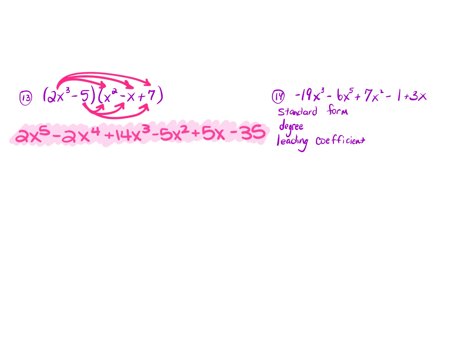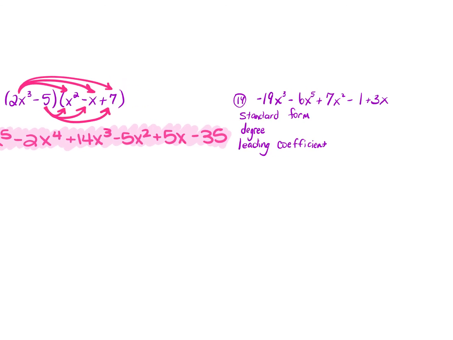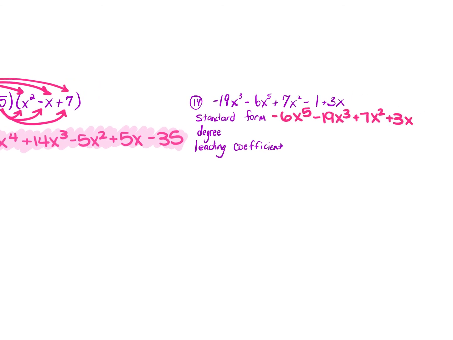It does ask you for standard form. Remember, standard form, you are putting it in order from highest degree to lowest degree. So in this case, you're going to have negative 6x to the 5th power minus 19x to the 3rd power plus 7x squared plus 3x minus 1.